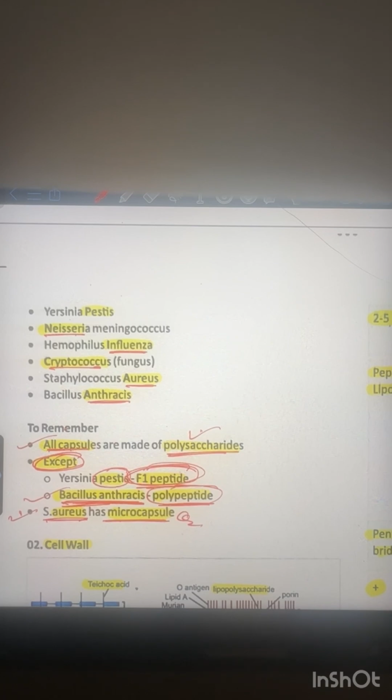The INI CET of 2023 had a question where Yersinia and Neisseria meningitidis were asked as capsulated organisms. So this list is definitely important. Repeating, all the capsules are made up of polysaccharides except Yersinia and anthrax, which are made up of polypeptide.